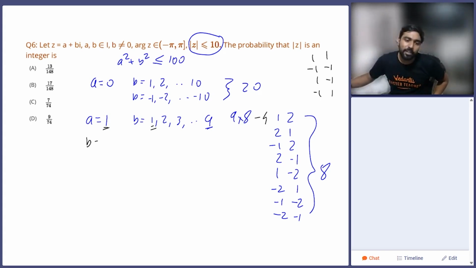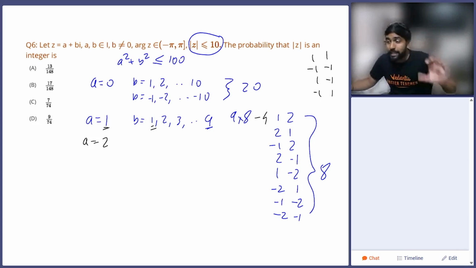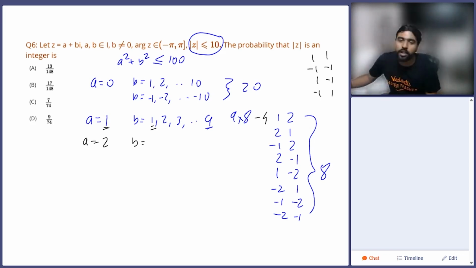In a very similar way, we'll go for a equal to 2. When I'm saying a equal to 2, what I'm signifying, again let me tell you, is that out of a and b, the smaller term's magnitude is 2. Or equal is also allowed, but the smaller should be 2. Now b can take what all values? Again all the values from 1, 2, 3 up until 9. There's no problem, 81 plus 4 is still less than 100. Perfectly fine. Here also I'll get a total of 9.